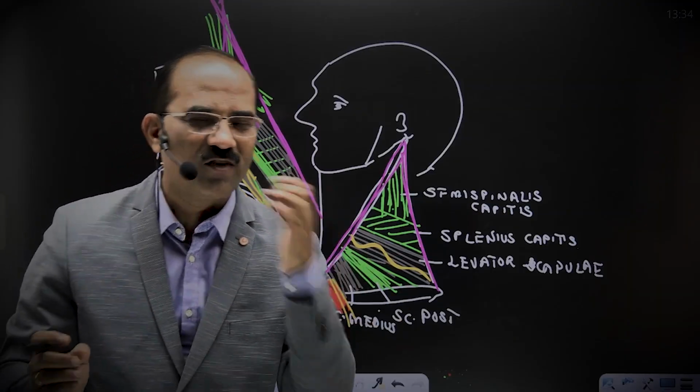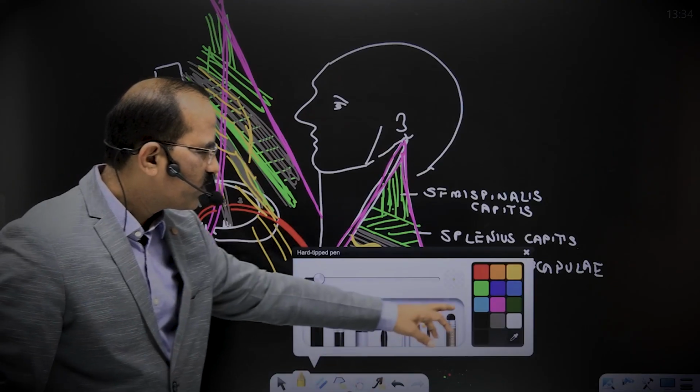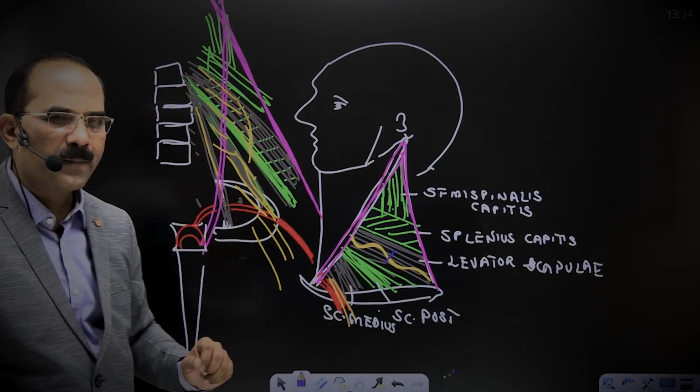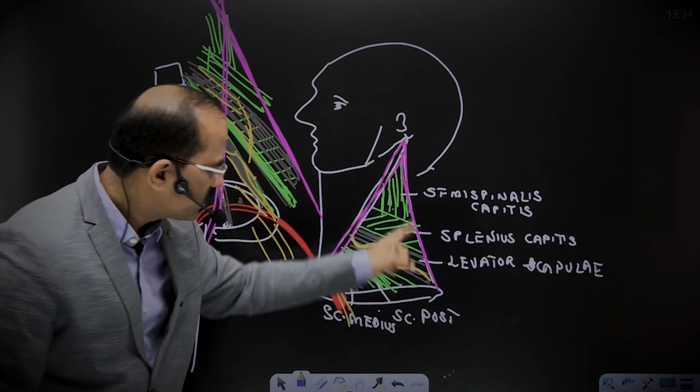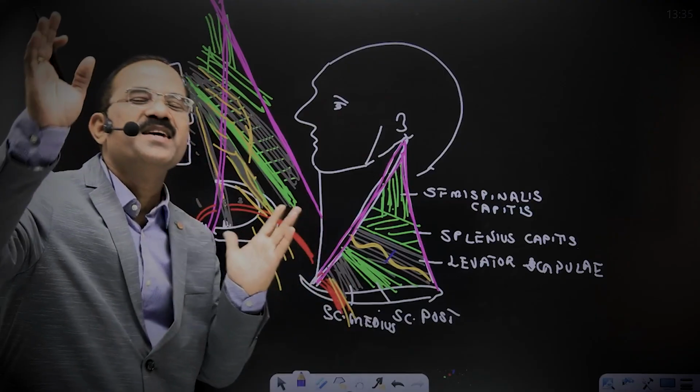Can you tell me why? Suppose a surgeon cuts this nerve in the posterior triangle of the neck. Which muscle is affected? Trapezius. Trapezius is affected. Sternocleidomastoid is spared.